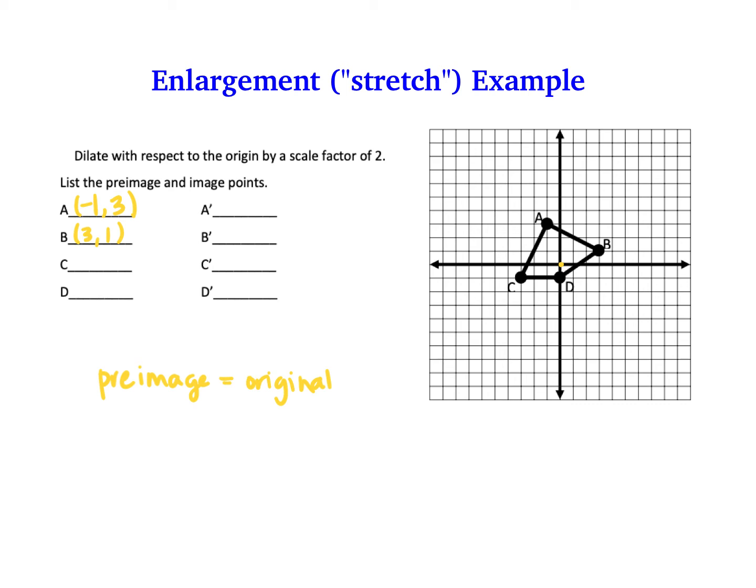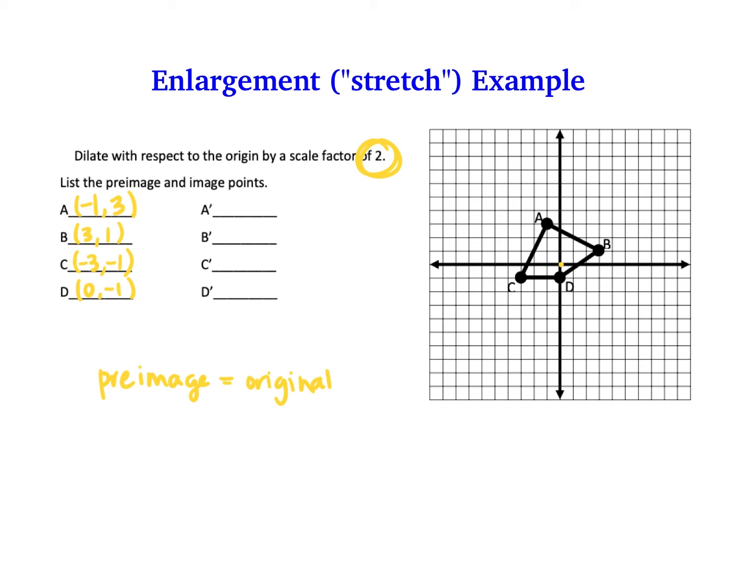C is to the left 3 and down 1, so that would be a -3 and a -1. And then D is actually not moved left or right at all, so we call that 0, and then down 1, so 0, -1. So just like before, we are still going to multiply. The difference is instead of multiplying the side lengths, we're going to multiply each x and y by that scale factor of 2.